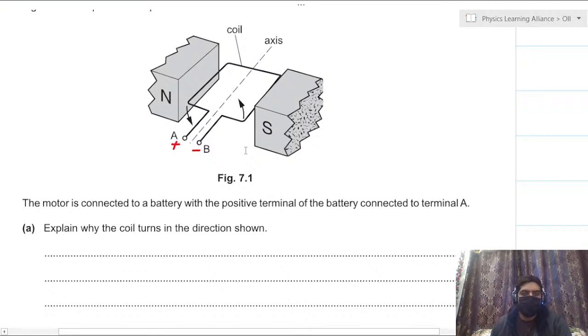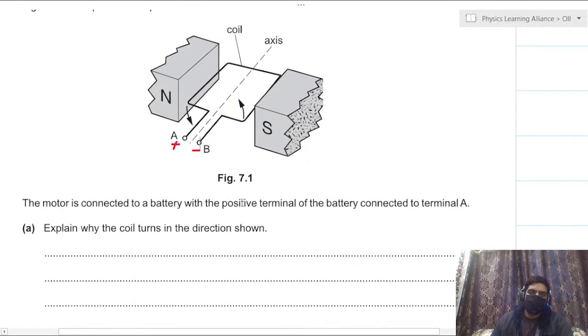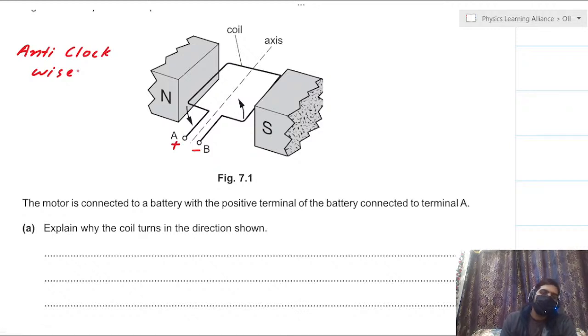The motor is connected to a battery with a positive terminal. Okay, we mark the positive terminal. Explain why the coil turns in the direction shown, which to me appears anti-clockwise, whatever you want to call that. The direction of rotation is anti-clockwise. So basically, we have to explain why the coil turns counterclockwise, why not clockwise.